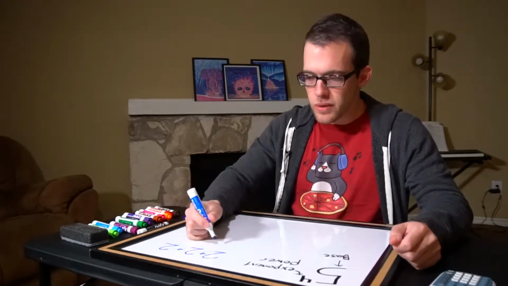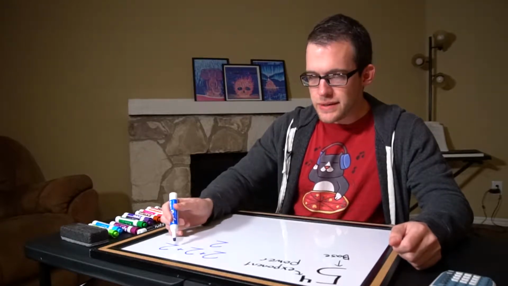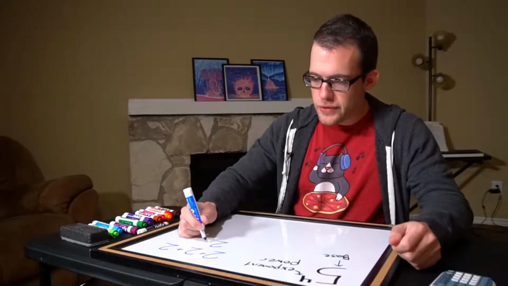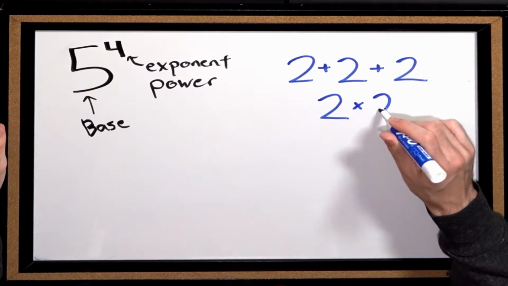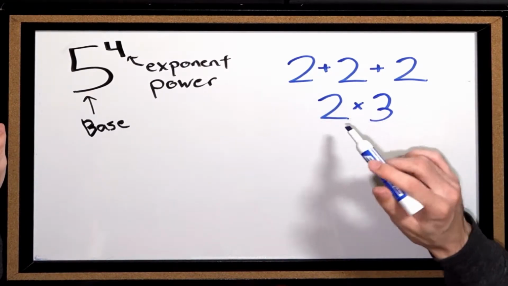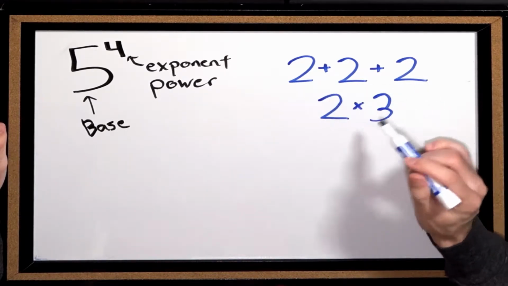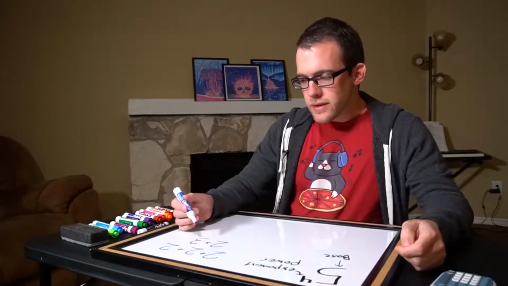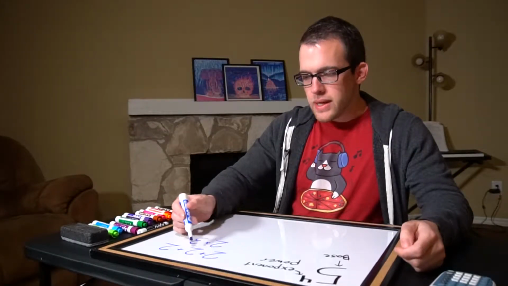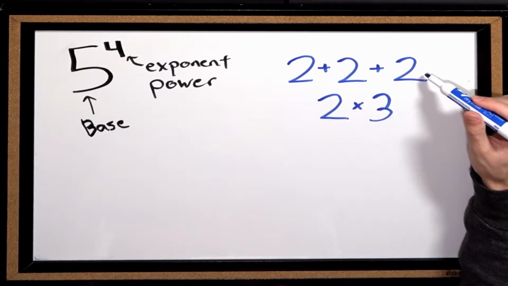Well, yeah, it's called multiplication. So instead of having to write 2 plus 2 plus 2, I can just write 2 times 3. 2 is the number that we're adding, and we're adding it 3 times. 1, 2, 3. 2 times 3. So whenever you do multiplication, you're really just doing multiple additions. This is just a shorthand way of showing this.